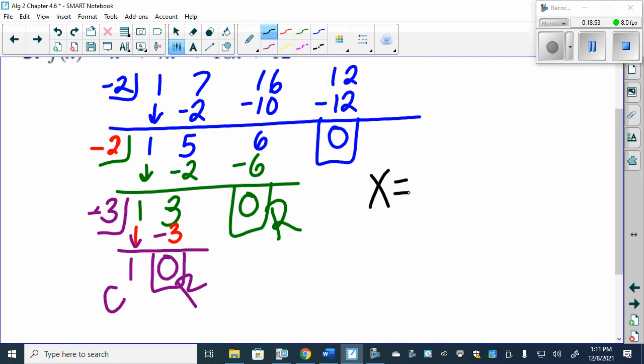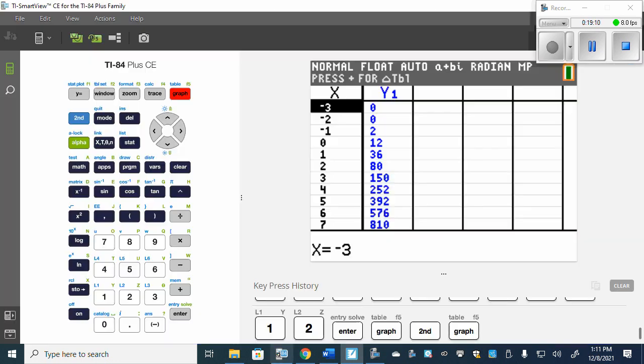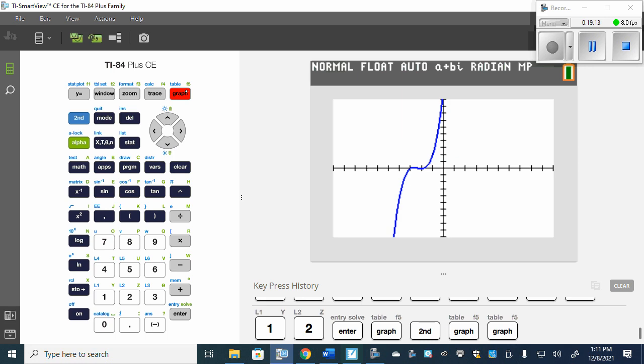So the solutions are x is equal to -2, -2, and -3. And if we look at the graph, it's kind of hard to see. At -2, because the graph did go above it and came back down and went back up, it actually never crossed at -2. So we would have 2 solutions there.